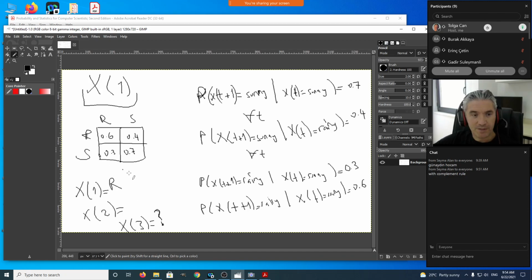What is the probability? For example, can we say x3? Can we use one of these values here to determine the probability of rainy or sunny? What we should actually do is consider all the possibilities x2 can have. X2 will be rainy with 0.6 probability, and it's going to be sunny with 0.4 probability. So it's going to be rainy.